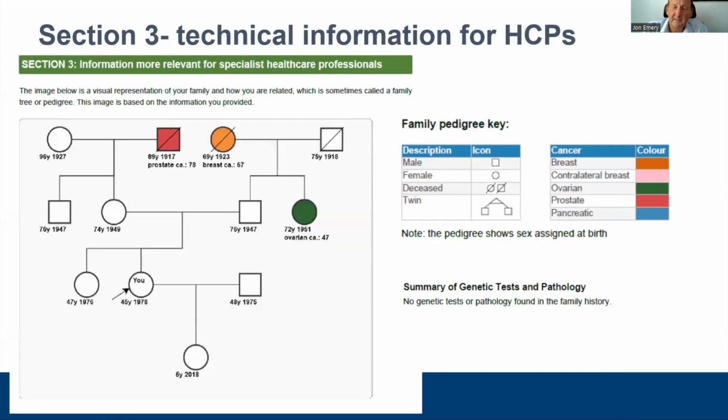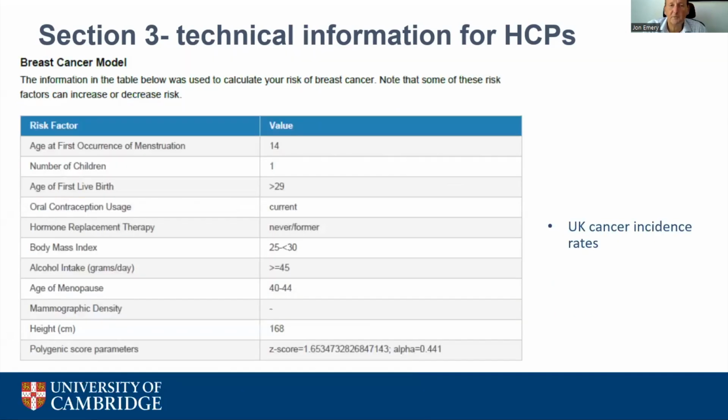Section 3 presents more detailed information about the risk factors that have been used. This summary here is of the pedigree of the family history information. This table summarises the additional risk factors that have been accounted for using UK cancer incidence rates to estimate breast cancer risk.